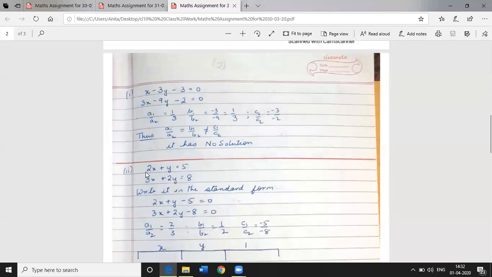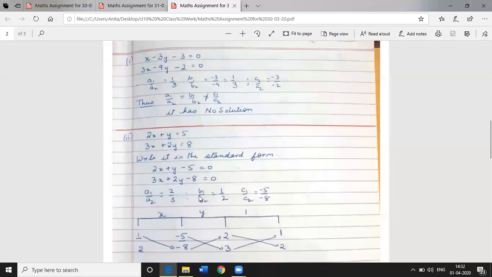Next one, second part, it is not written in the standard form. So just first write it in the standard form. Now to solve these equations by cross multiplication, we must first write it in the standard form. If you don't write it in the standard form and use this method, then this value turns out to be minus 1. Some places they solve it in that method also. But here we are solving it by this method. So we are going to first put all of them in the standard form.